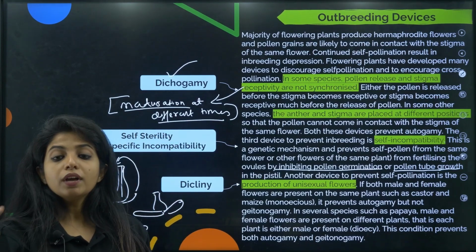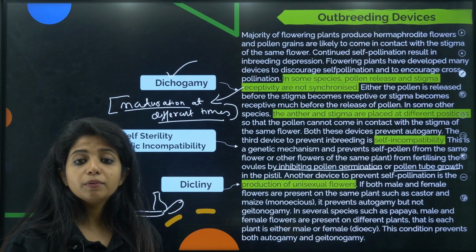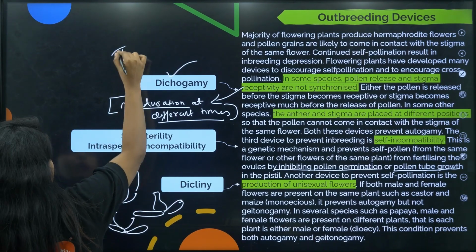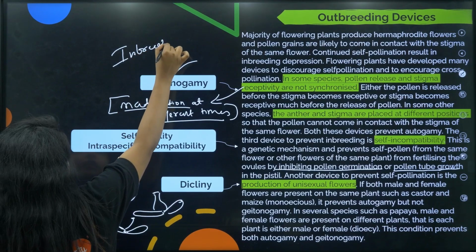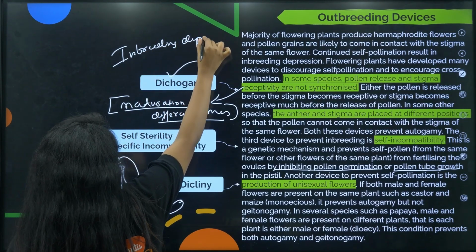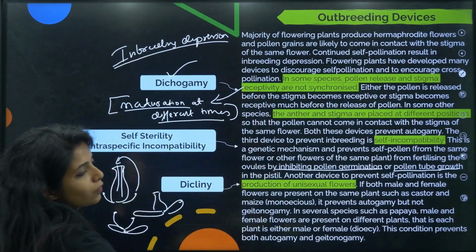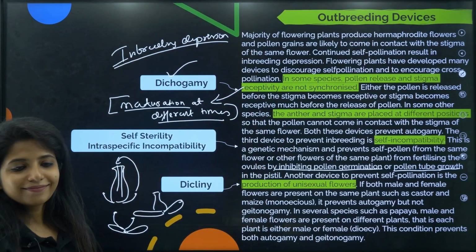Self-pollination is inhibited because this could lead to inbreeding depression. Write that point. It could lead to inbreeding depression. Hence, there are certain outbreeding devices, and those are as follows, and then answer your question.